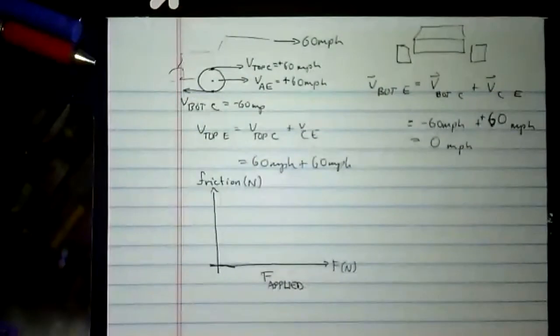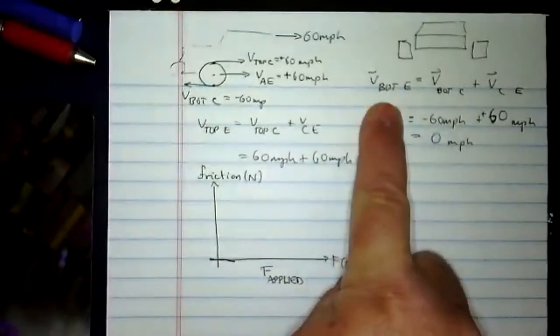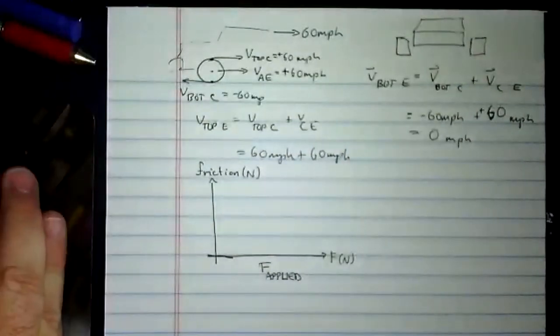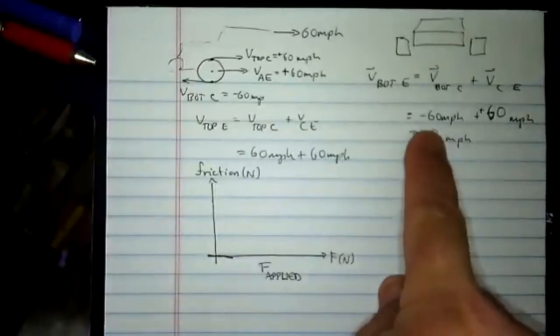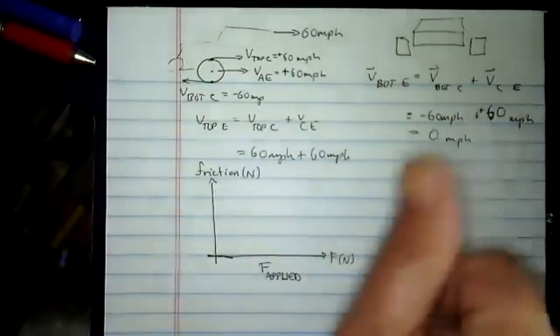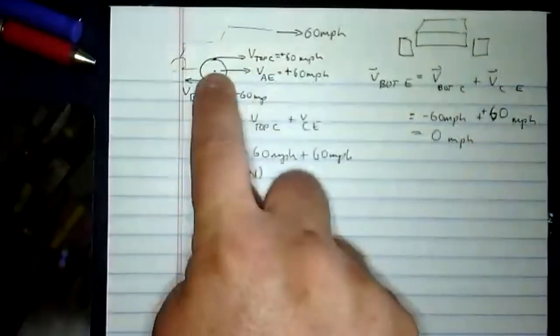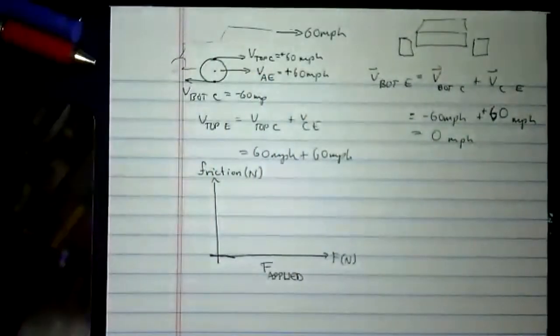And what I tried to do is show you that the relative velocity between the tire and the road is zero unless there's skidding or spinning a wheel, that sort of thing. So I showed you that the velocity of the bottom of the tire with respect to Earth turned out to be equal to the velocity of the bottom of the tire with respect to the center plus the velocity of the center with respect to the Earth. So I got minus 60 plus 60 gave me zero. That showed zero relative velocity between the bottom of the tire and the road.